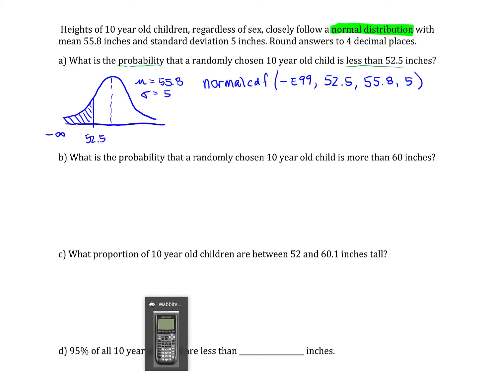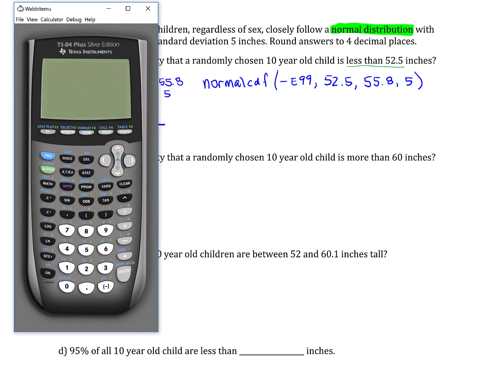Now I'll get the calculator out. So normal CDF. Make sure you hit negative and not the minus. Then E you get by doing second and comma. Then 99, 52.5, 55.8, and 5. So 0.2546.